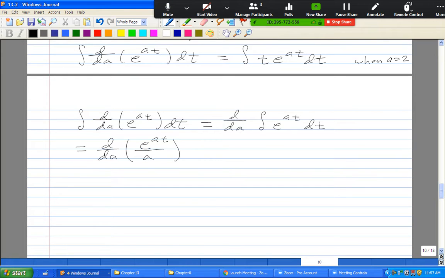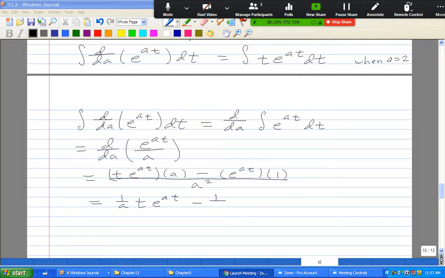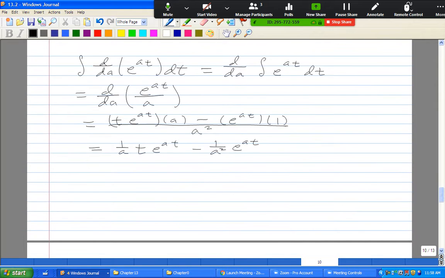I can take the derivative of this using the quotient rule. So it's the derivative of the first, treating t as a constant. So I'm treating t here as the constant. And so this is just going to be t e to the at, derivative of the numerator, times the denominator, minus the numerator times the derivative of the denominator, all divided by the denominator squared. So this is equal to 1 over a t e to the at minus 1 over a squared e to the at. And so let's evaluate this when a is equal to 2.